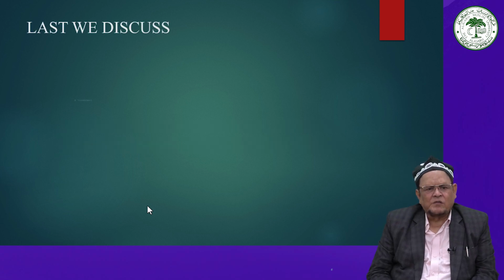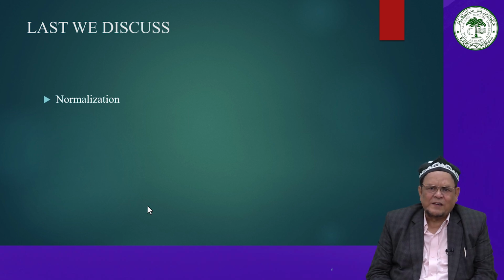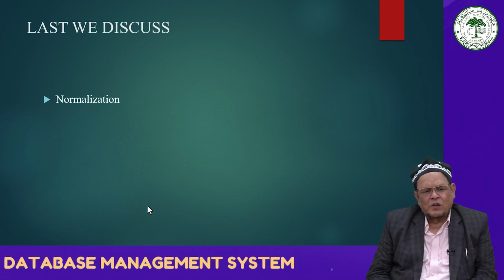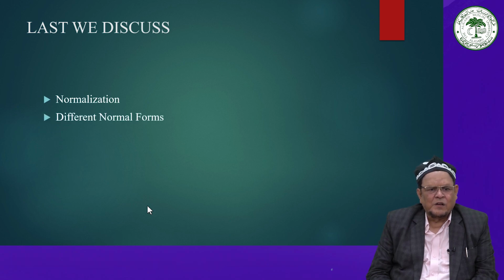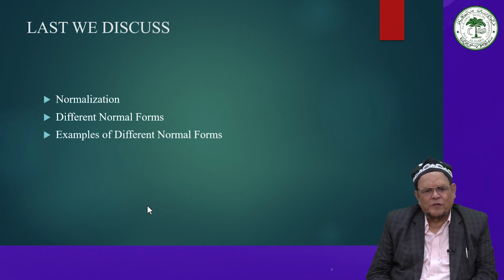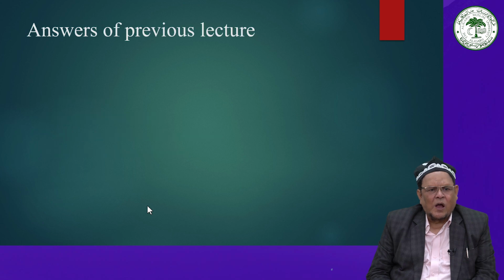In the last lecture, we discussed normalization in detail: why we do normalization and what is the motivation behind it. The main thing in normalization is to remove redundancy and maintain integrity and consistency. We covered different normal forms, examples of different normal forms, and the importance of normal forms. I would like to answer the previous questions.